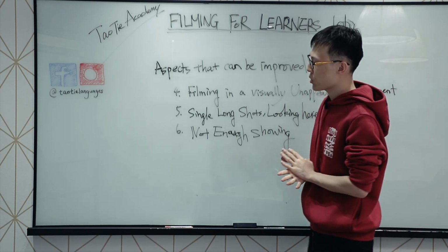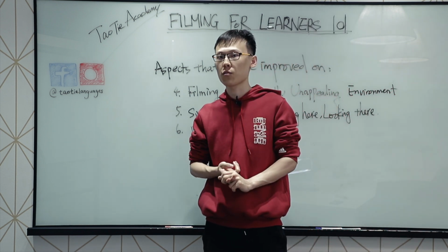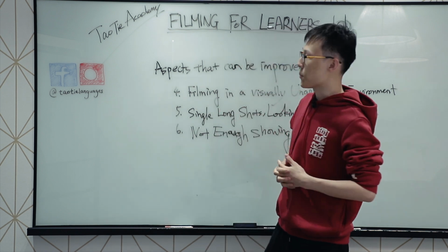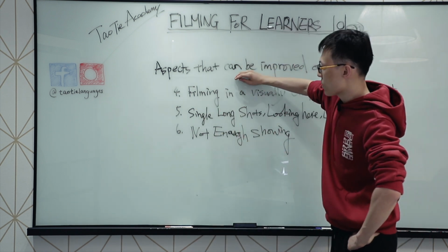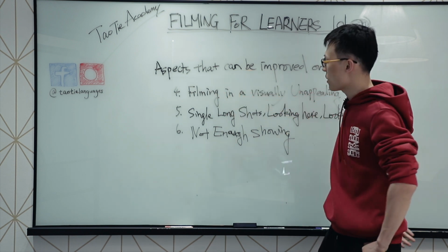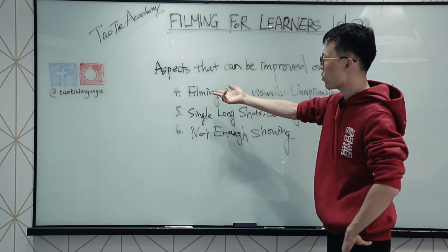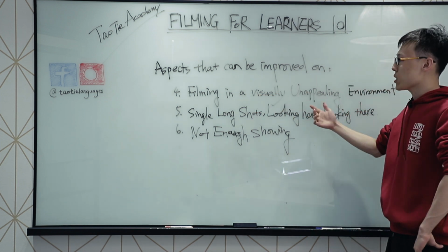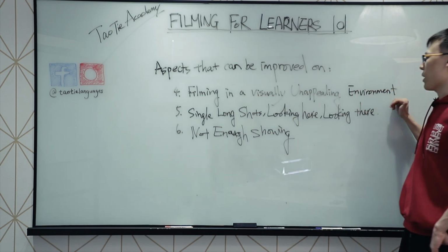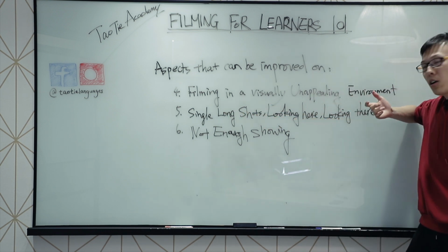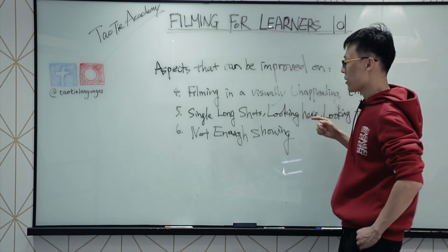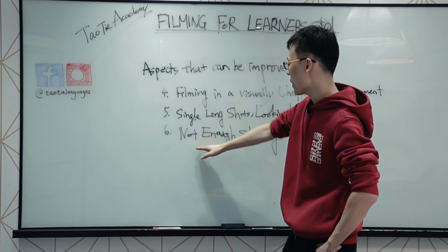So in the last episode we talked about 3 problems that can be improved for newbie contributors, and in today's episode we're going to continue the topic with 3 more aspects that can be improved. The first one, the fourth one, is filming in a visually unappealing environment. So how do you cope with this? And the fifth one is single long shots, looking here, looking there. So what does it mean? We'll talk about it later. And the sixth one is not enough showing.